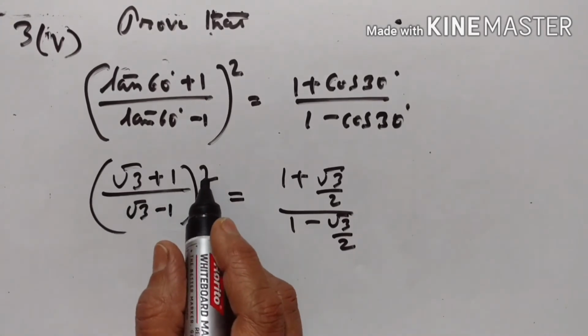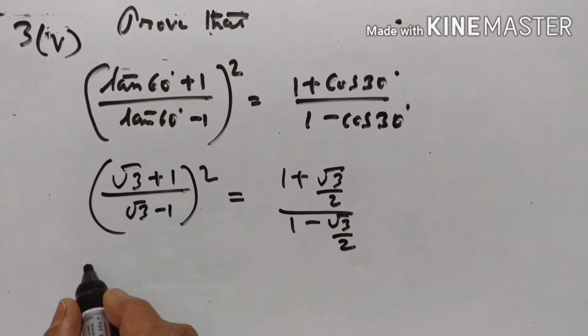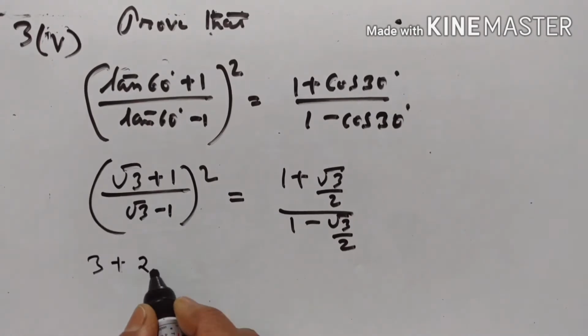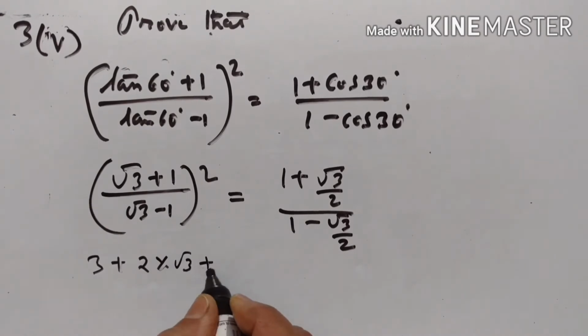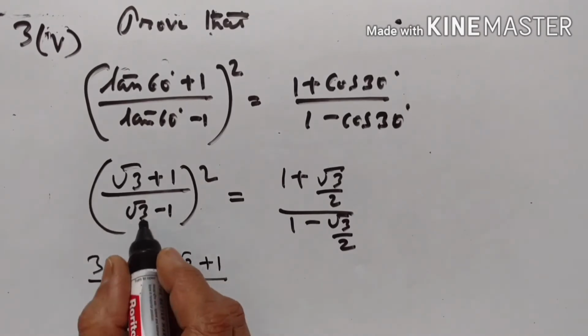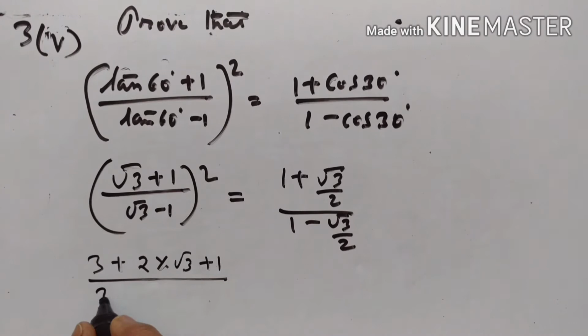A plus B the whole square formula: A square plus 2AB plus B square upon A square minus 2AB plus B square.